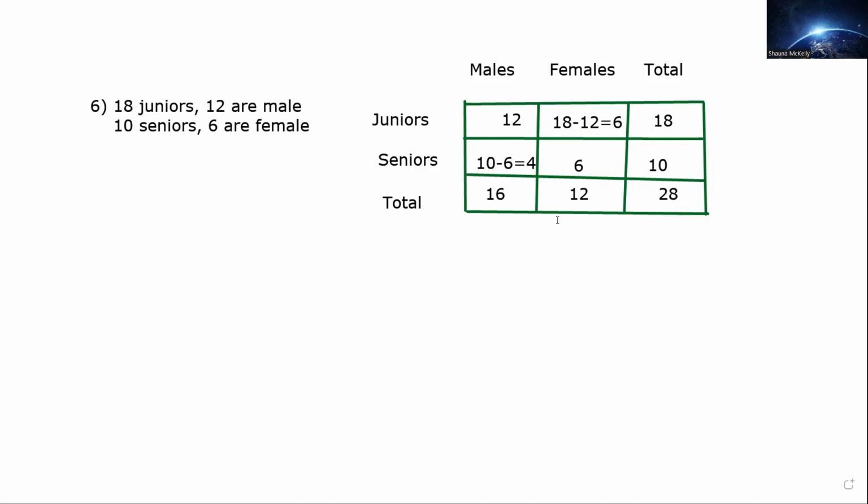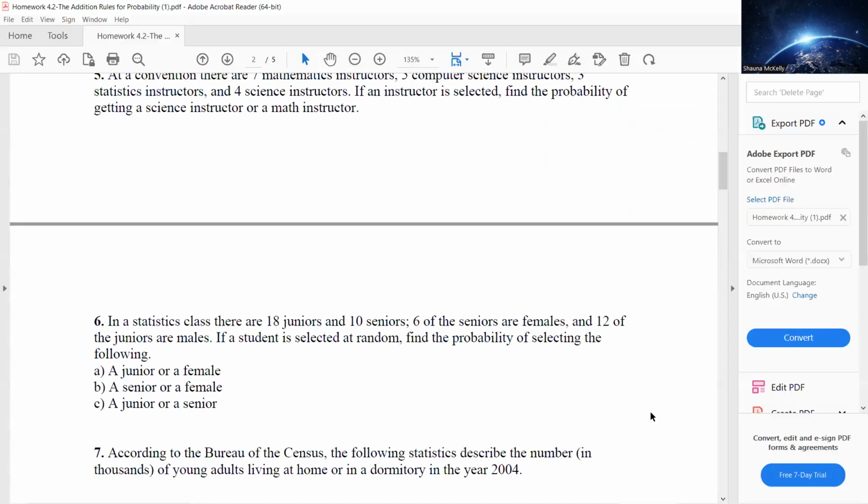Now let's do our probabilities. Let's go back to the screen here so we can take a look at it. This is problem 6. So we've got my numbers. A is a junior or a female. A junior or a female.